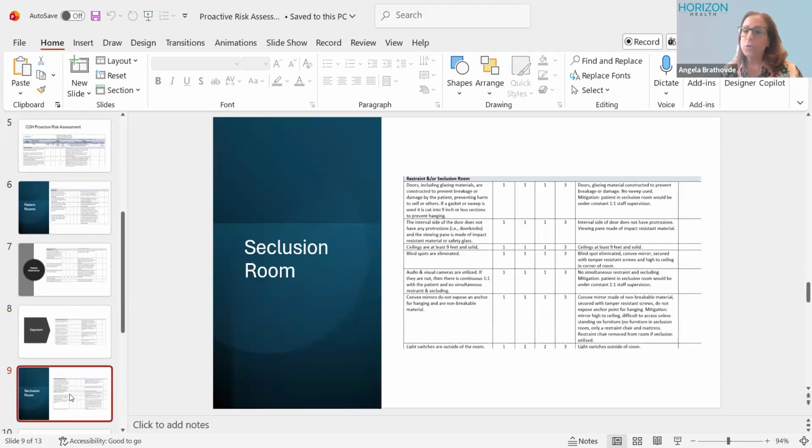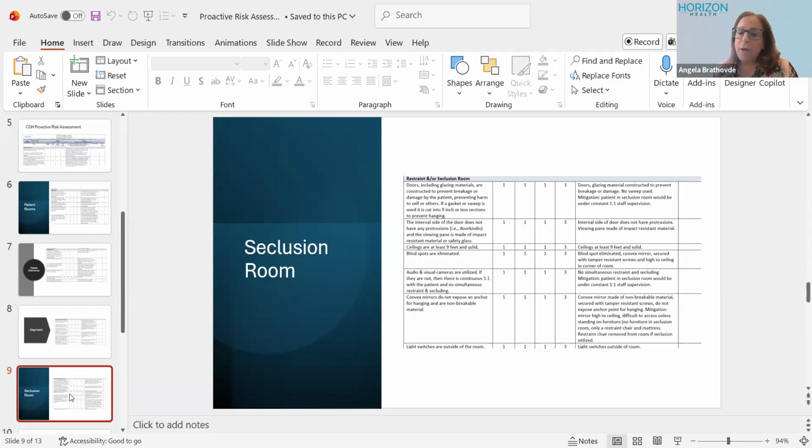I'm just going to show you the seclusion room. It's really important. All doors, including glazing materials, are constructed to prevent breakage or damage. So any doors with windows in them should be non-breakable with glazing material set in the doors. Oftentimes, and I have to look at your unit again, when the glass is set into the doors, sometimes those aren't tamper-proof screws. So we need to take a look at that to make sure. No protrusions on the walls or on the doors, because again, that could be used as a ligature risk.